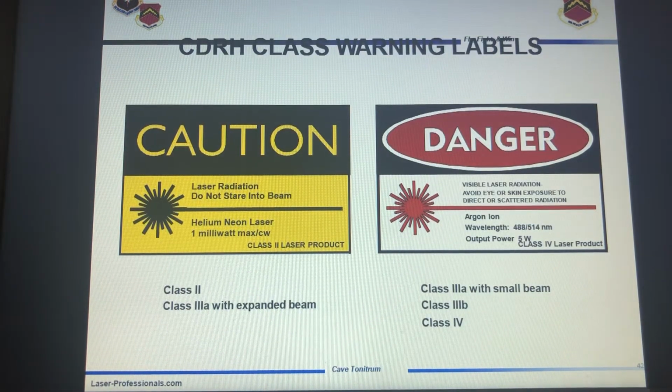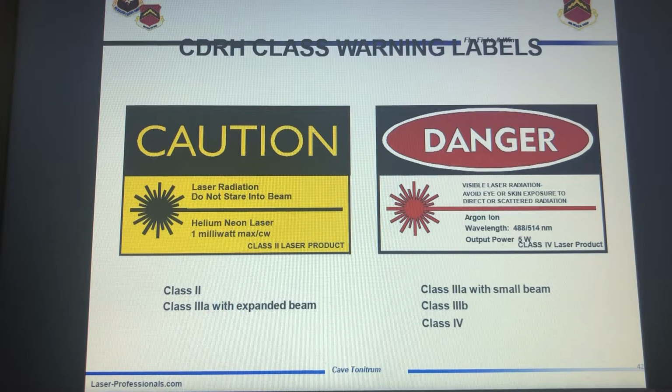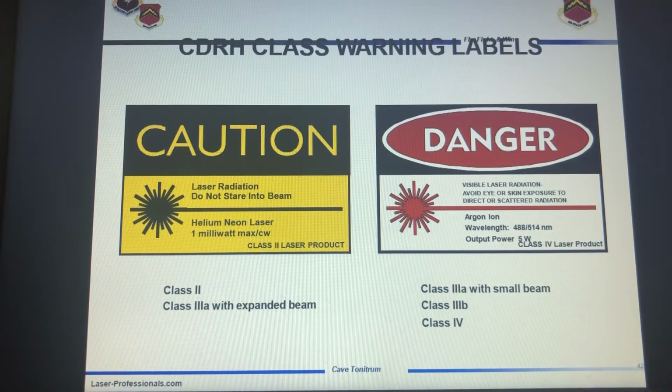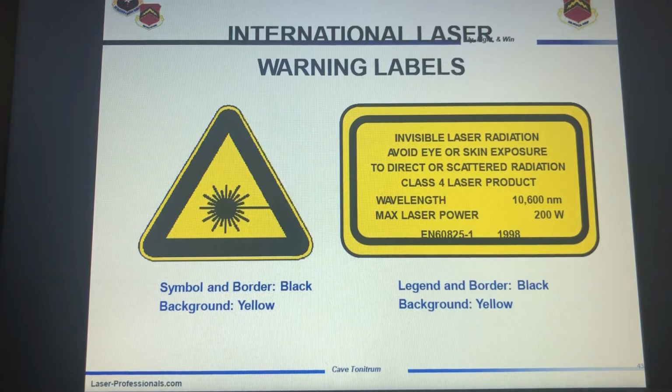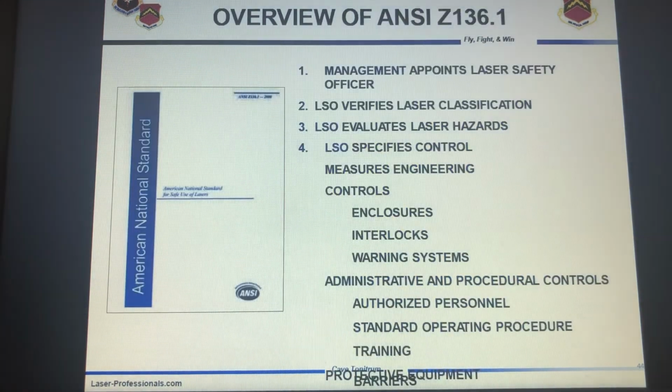The warning labels will always be up when we use a laser on a patient. They need to be hung outside the curtain that will be hung. Some of the other labels, we will not be using. This is just an overview of the ANSI standards that we have to follow, as well as working with bio and our laser safety officer.